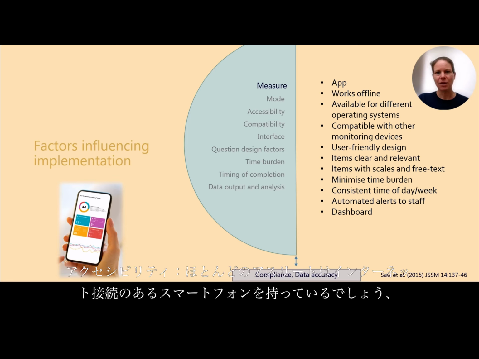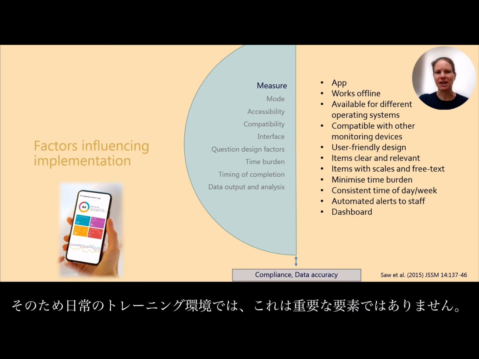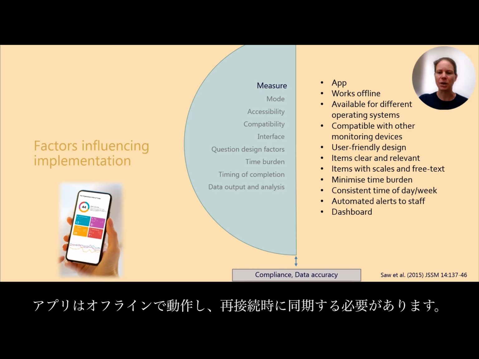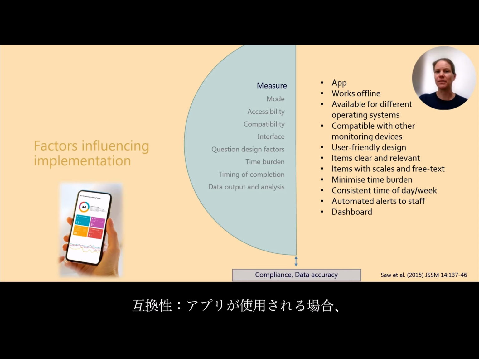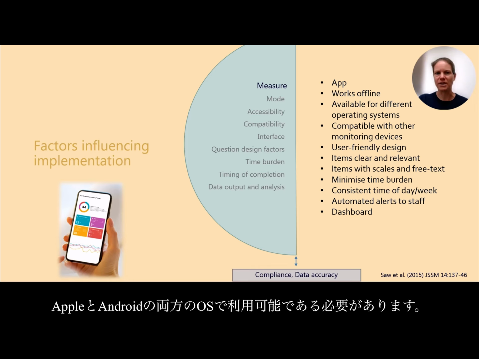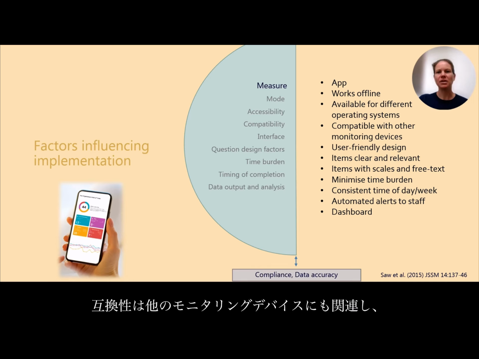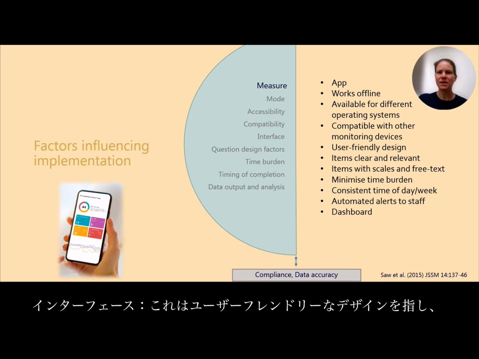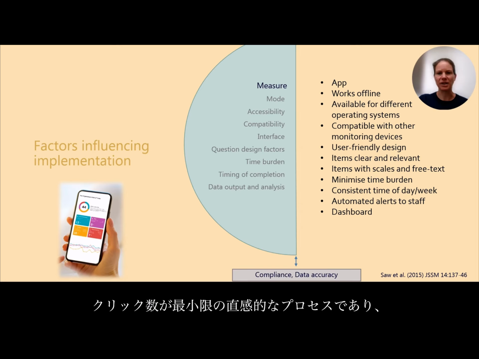Accessibility. Most athletes will have a smartphone with internet connectivity, so in the daily training environment, this isn't a key factor. However, if internet connectivity is an issue, such as traveling internationally, then the app needs to work offline and sync when reconnected. Compatibility. If an app is used, it needs to be available for both Apple and Android operating systems. Compatibility also relates to other monitoring devices, such as automatically incorporating sleep and heart rate data from a watch or ring.